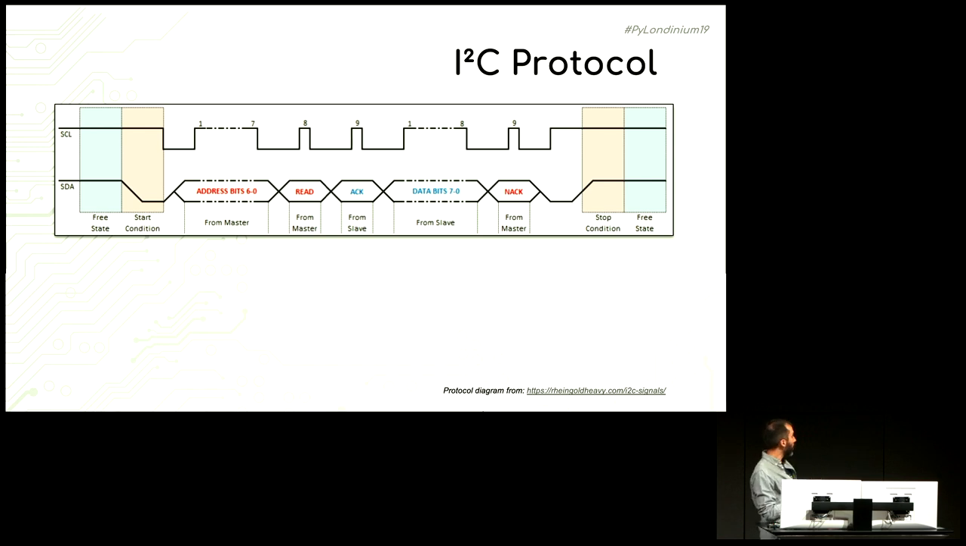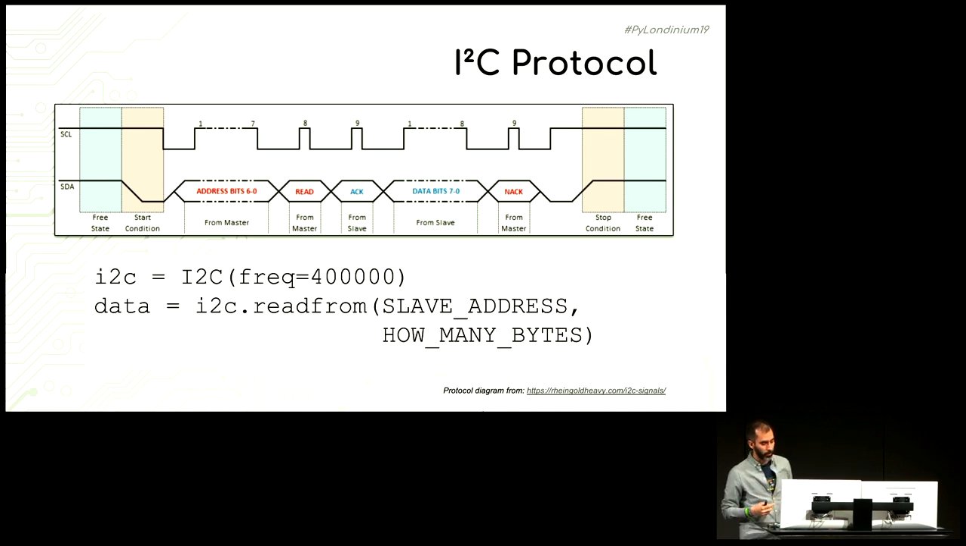And what does this look like in Python? It's quite simple as well. We initialize an I2C class. We give it the frequency. And we can use methods like readFrom to actually perform this operation.